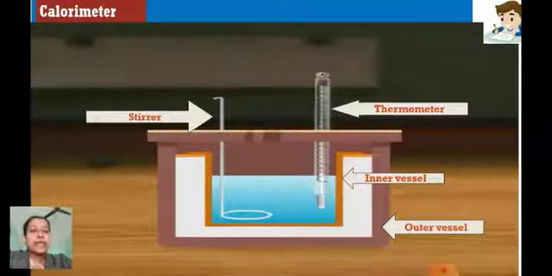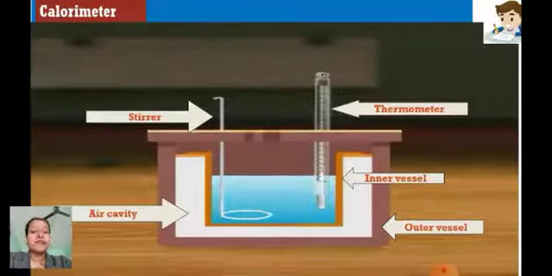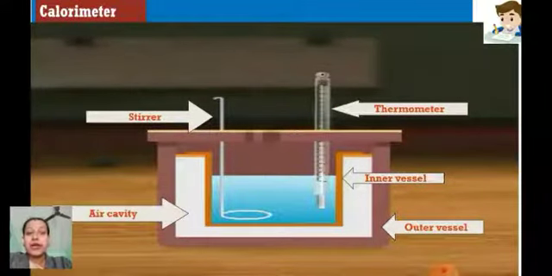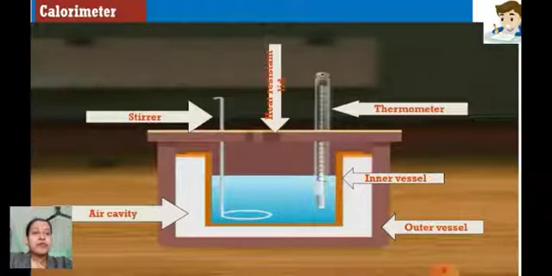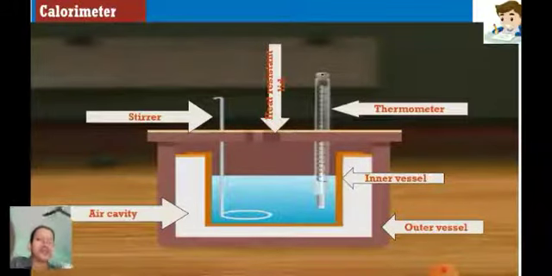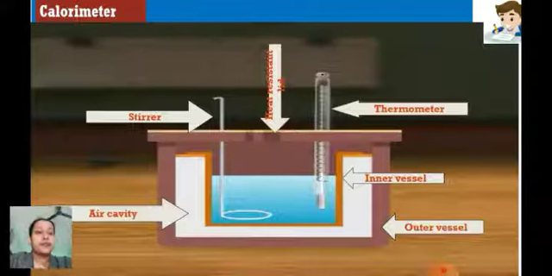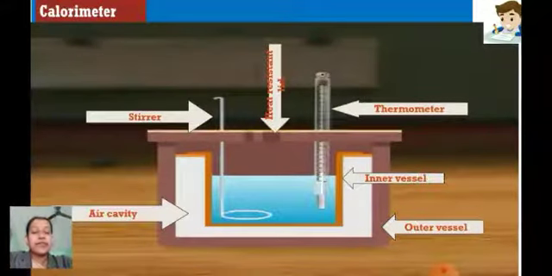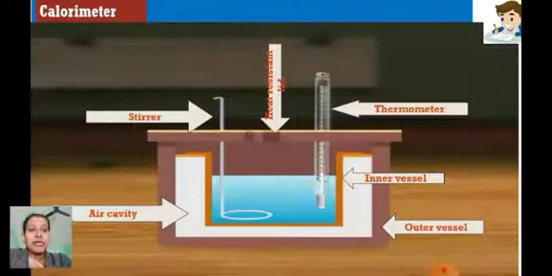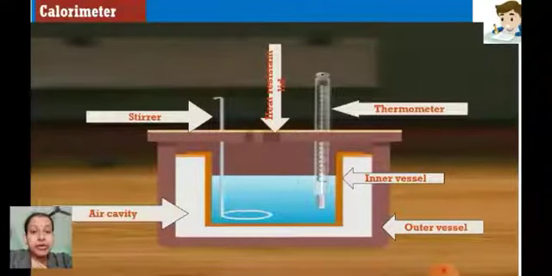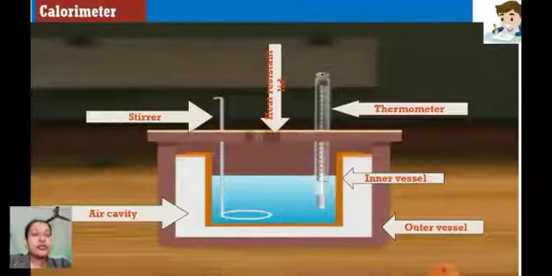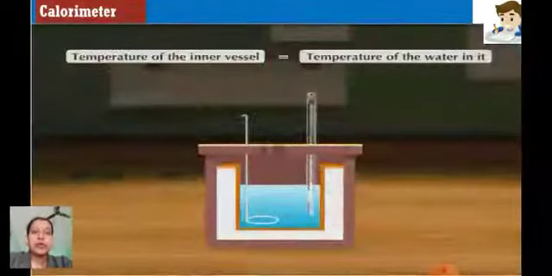Fine. So next is the air cavity, as I've mentioned to you, which does not allow the heat to pass outside. Then the upper part of the calorimeter is also called the heat resistant lid. So these are the parts of the calorimeter, and you can see that it is designed in such a way that it is thermally insulated. So this is a calorimeter, and this is how it is designed.